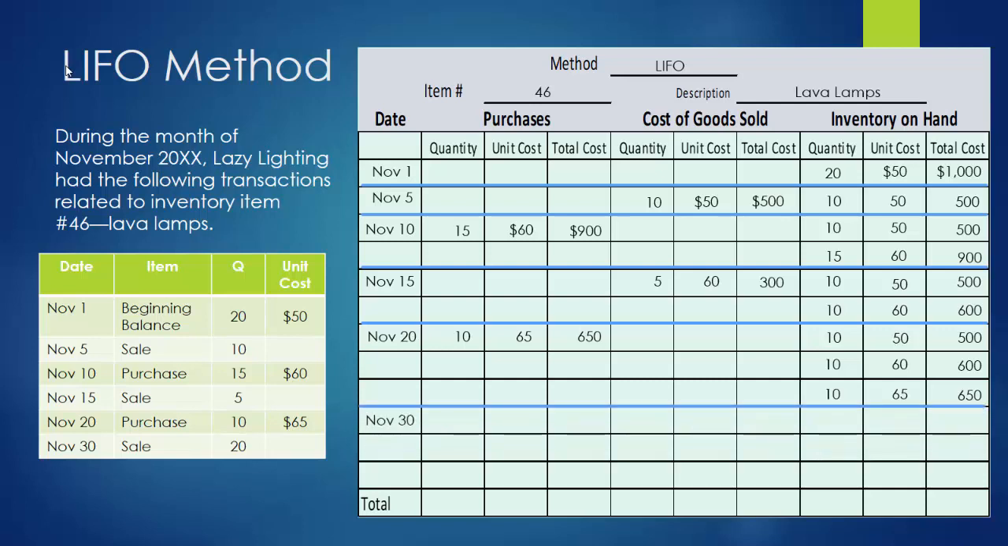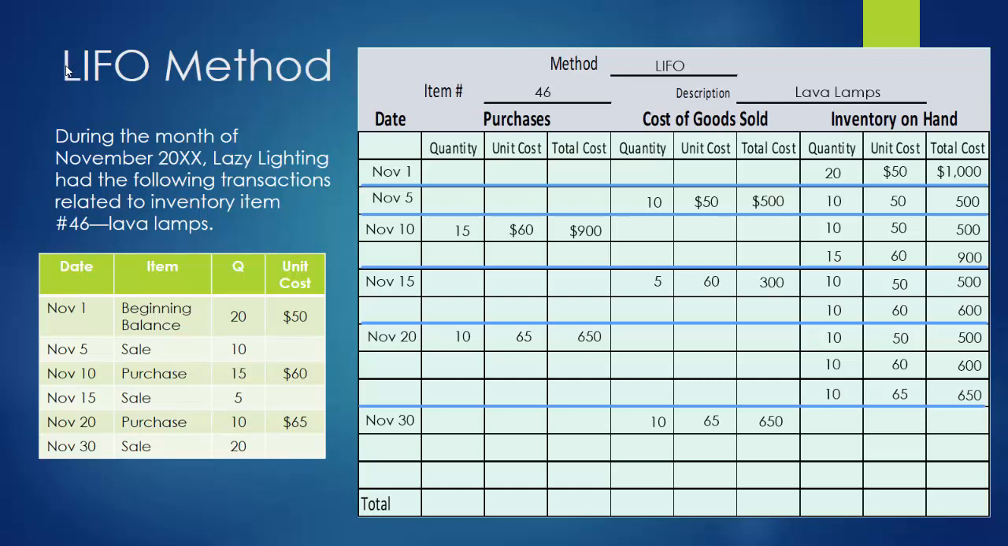Now on November 30th, when we make a sale of 20, we're going to sell our newest inventory first. So how much did the last purchased lava lamps cost us? They cost us $65 a piece. Let's sell all 10 of those at $65 a pop to get to $650.